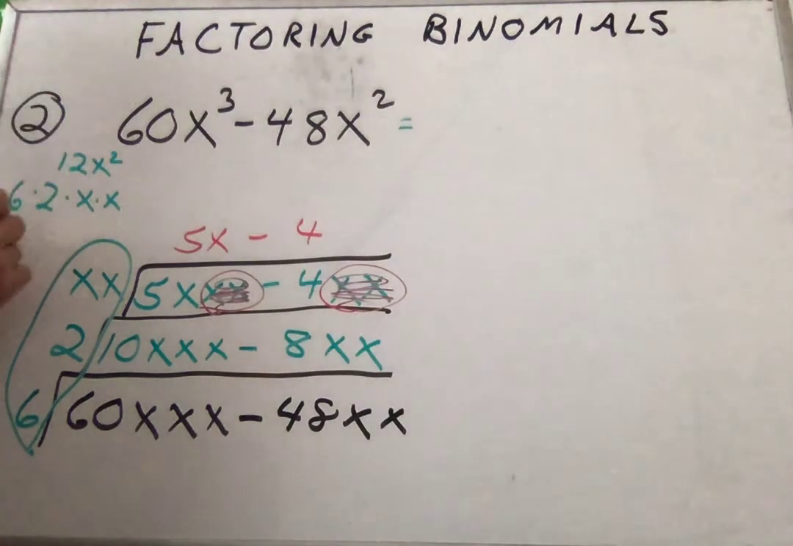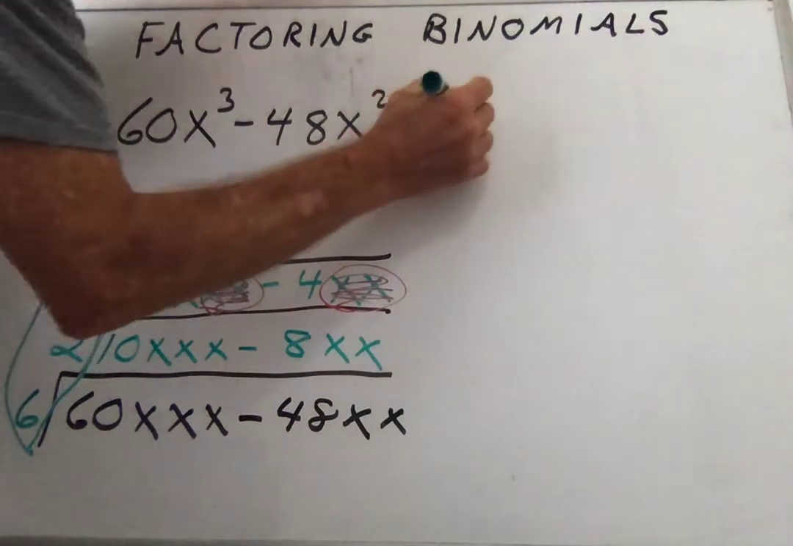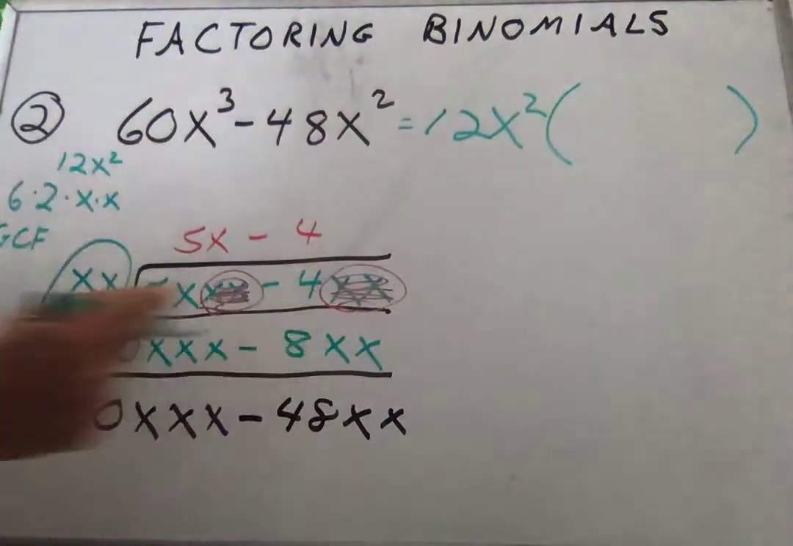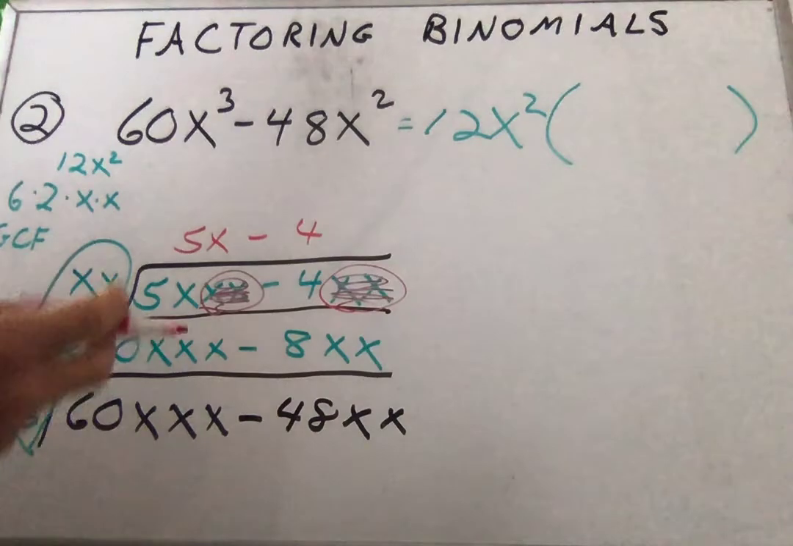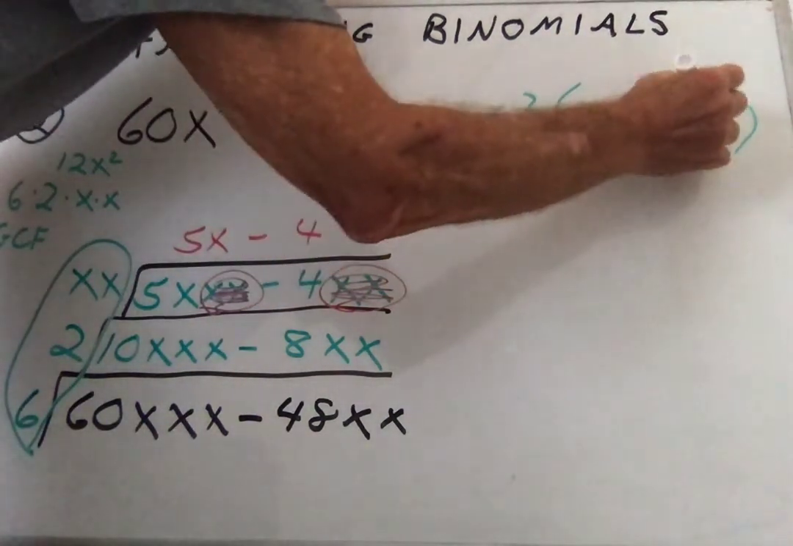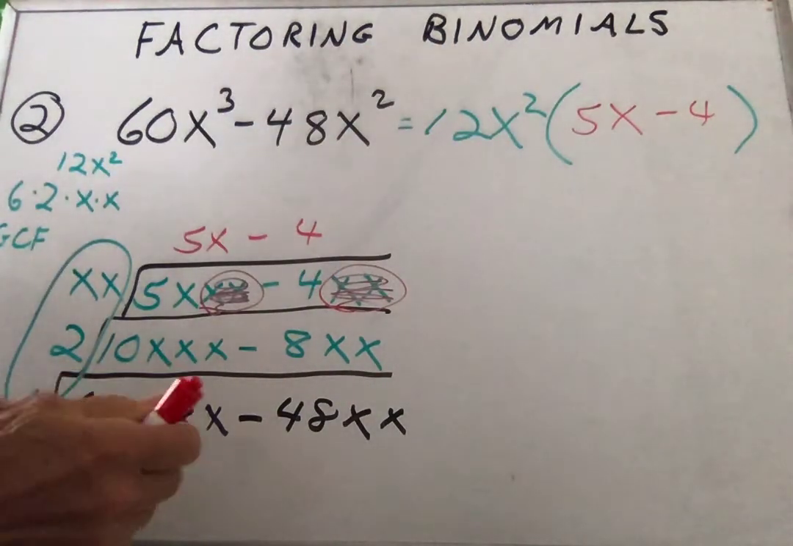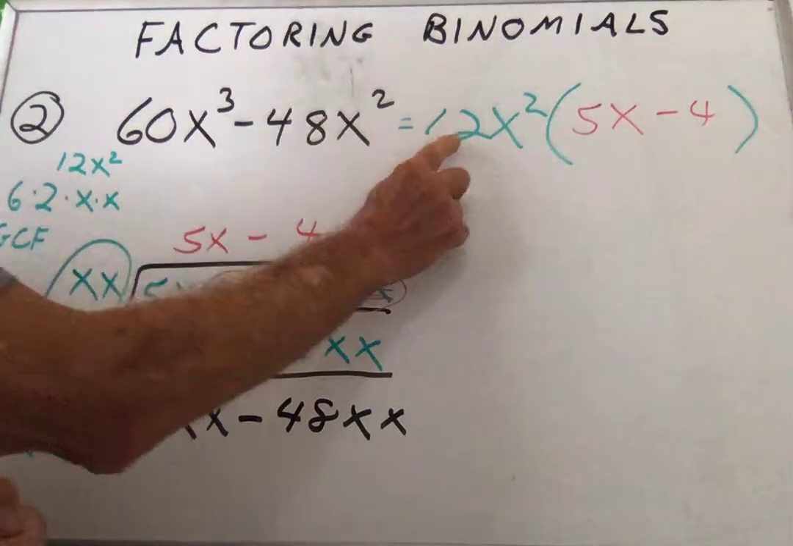And at this point, you can check for yourself. You can look and you can see, did I leave anything? Could I go more steps? Did I include everything out here? Yep. And then 12 times 5 is 60. x squared times x is x cubed. 12 times 4 is 48, x squared. Minus. Check. That is the completely factored version of that. So you're successful.